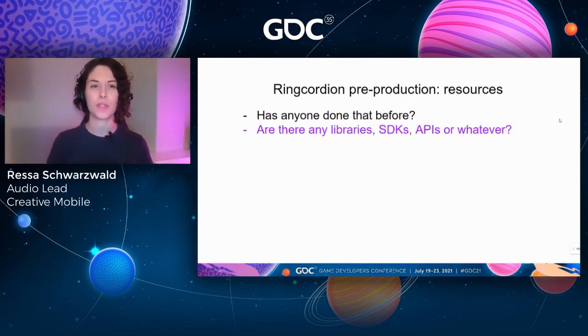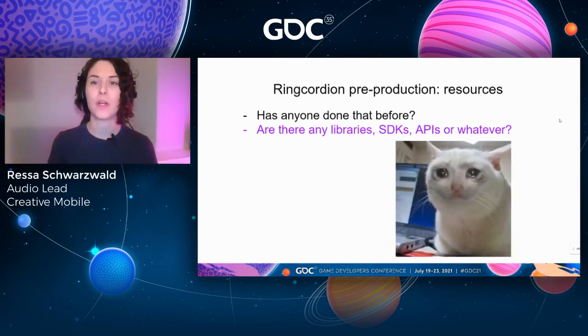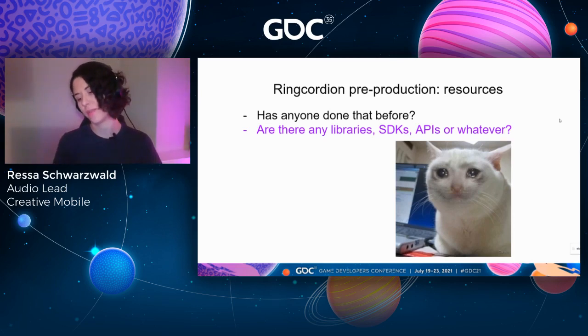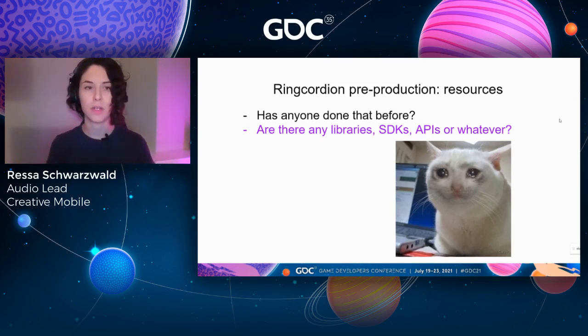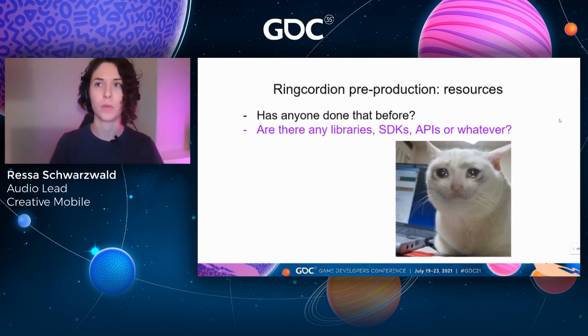The second question was, are there any libraries, SDKs, APIs, or whatever? And the answer was, as well, no. There was a Looking Glass library on GitHub, which featured the Joy-Cons. You could control objects in Unity using the accelerometer, the gyroscope, the buttons, and so on. But when you connected the Joy-Con to the Ring-Con, it would stop working. So that wasn't what I wanted to do.